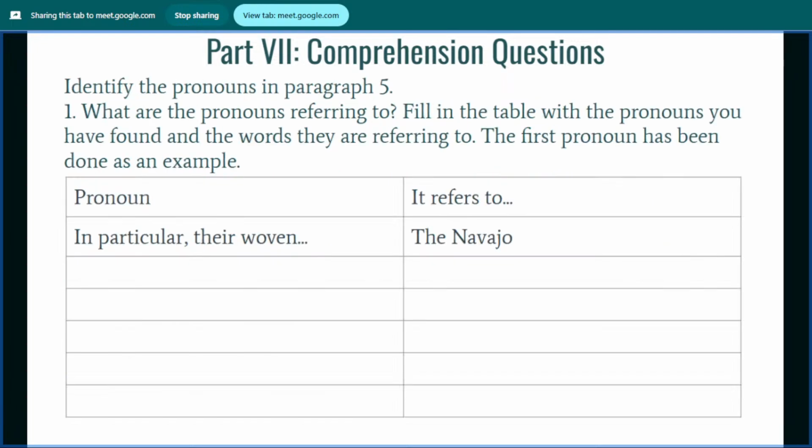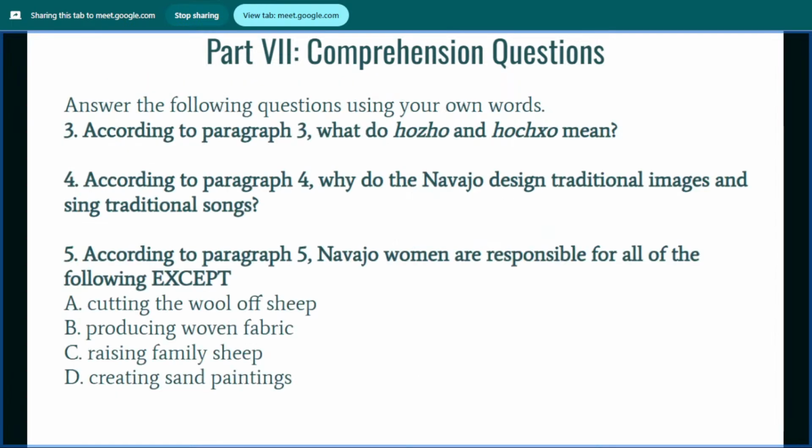Okay, this exercise you'll do for homework. Paragraph 5. They have only asked you to identify the pronouns in paragraph 5, but what I want you to do is do it for the whole passage. Try to underline all the pronouns which are given, and then try to see what each refers to.